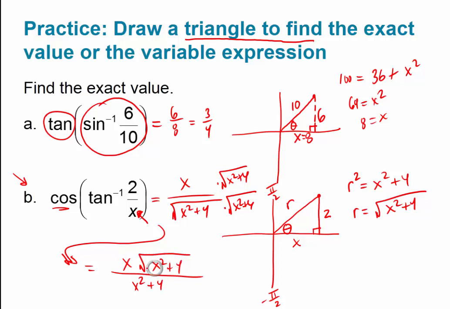Now I don't have any common factors or anything I can divide out there, so that is the variable expression that describes the cosine of this angle we get when we take the inverse tangent of 2 over x.